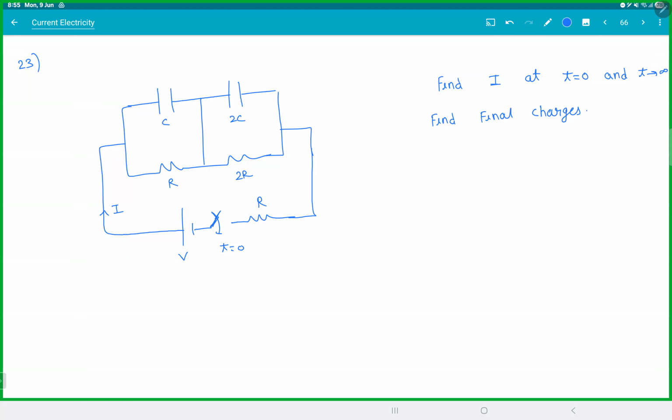Now V by R will come. Yeah. Get the charges also. Finish it off. I'll give you a minute more. I was wondering why you guys are struggling. I realized it.